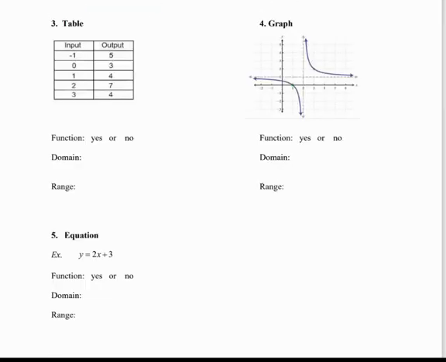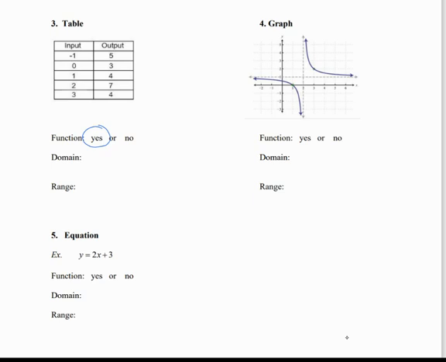Okay, a table. A table is another way to represent a relation or a function, very similar to the mapping. Our first column represents our x values, our second column represents our y values. So let's look to see if this is a function. -1 is just showing up once, 0, once, 1, 2, 3, just showing up once. So this is a function.